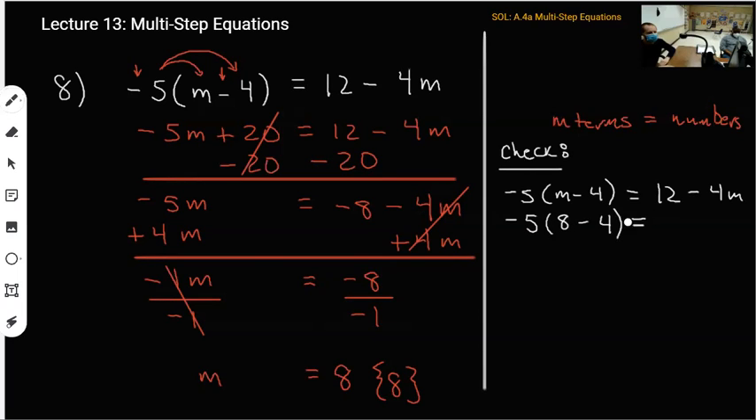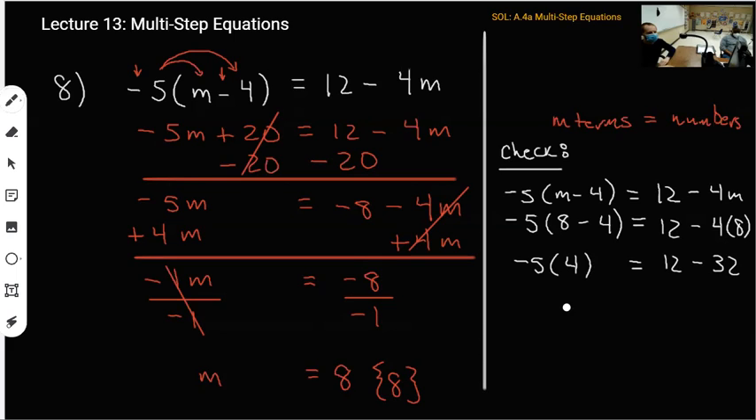That means I need to let the m be 8 on the left side over here, but I also need to let m be 8 on the right side over here because I have -4 times 8 now. Okay, so what can I do on the left side? I can do 8 minus 4. 8 minus 4 is 4. On the other side, I have 12 minus 4 times 8. That's minus 32.